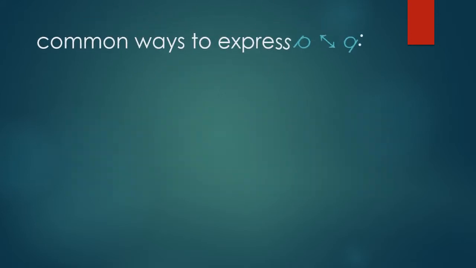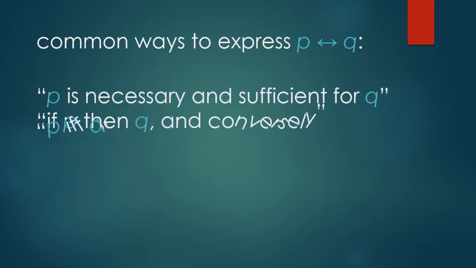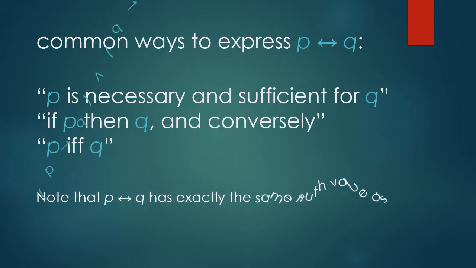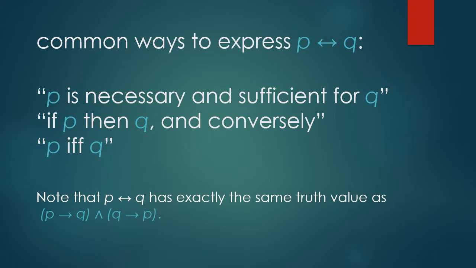Here are a few common ways to express P if and only if Q. P is necessary and sufficient for Q. If P, then Q, and conversely. P, IFF, Q. Note that P if and only if Q has exactly the same truth value as the conjunction of P implies Q and Q implies P.